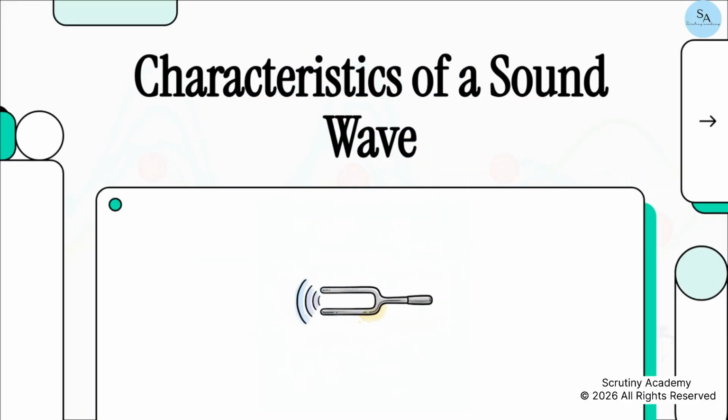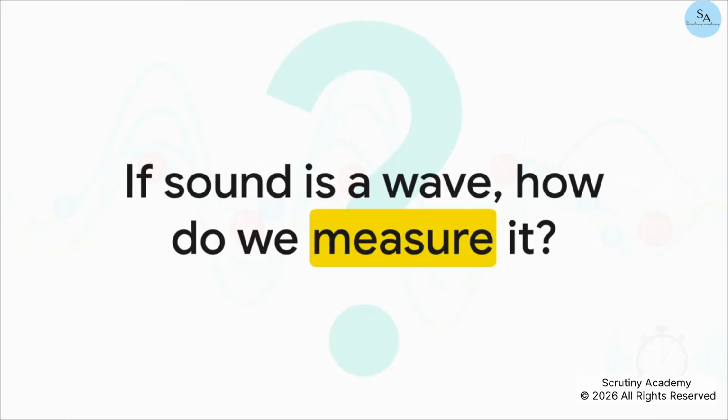So what's the real difference between the deep boom of a drum and the super sharp whistle of a flute? Well, it all comes down to the basic characteristics of sound waves, and today we're going to break them down piece by piece. All right, so we know sound is a wave, right?